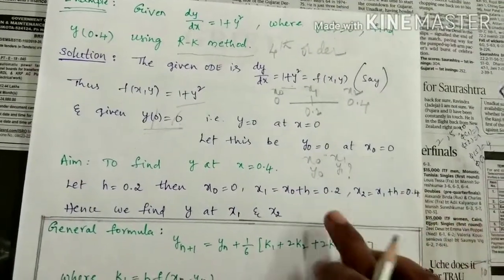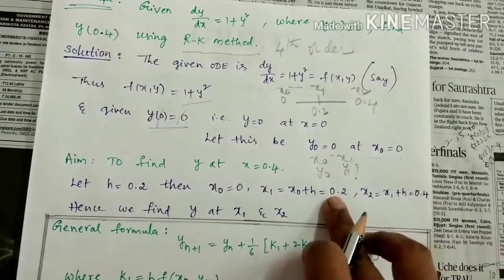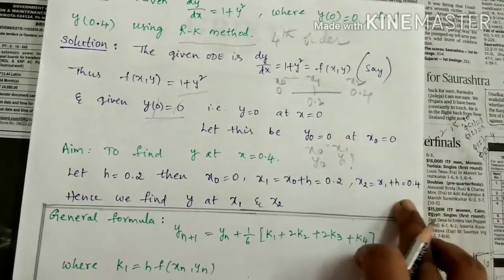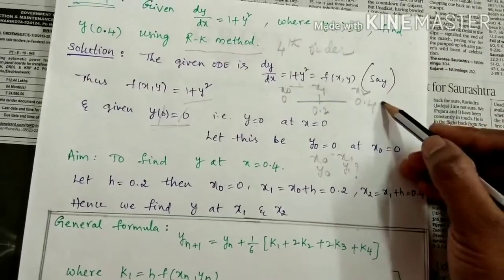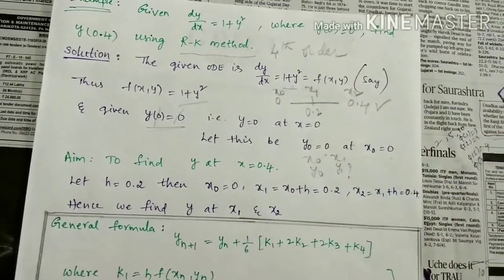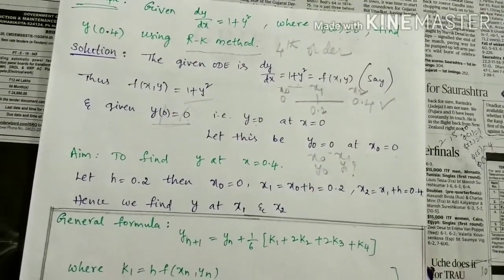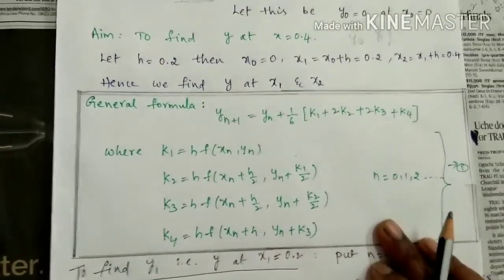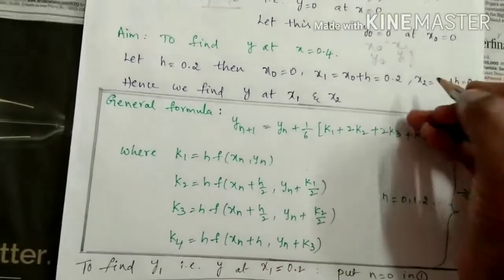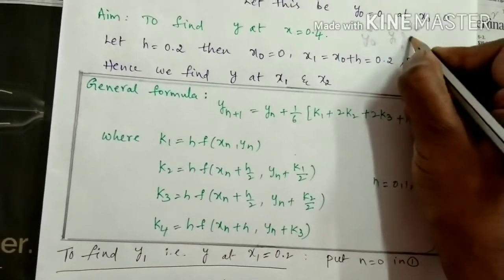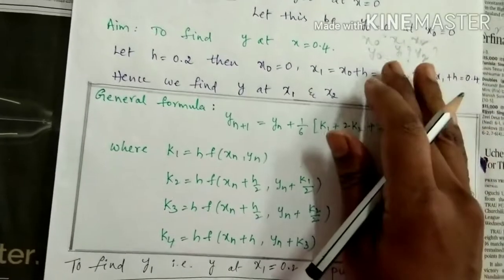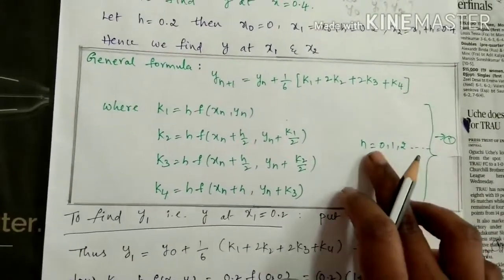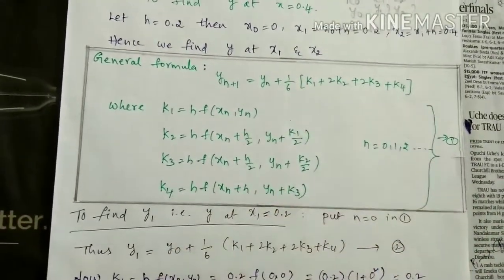Now our task is to find y at x1 equal to 0.2 and at x2, that means y of 0.4. If we reach the last x value, then we don't continue to use the RK method. For this, let us take the general formula. As we want to get y values at the points x1 and x2, that means we require y values at only two x values, for which we will substitute n equal to 0 and 1 in this general formula.